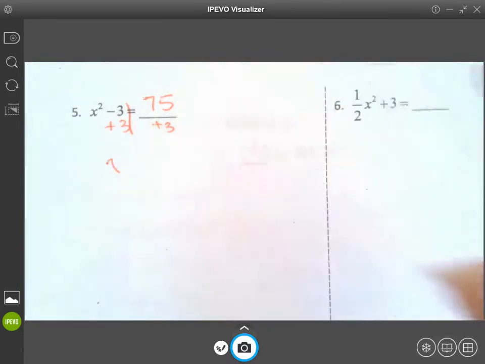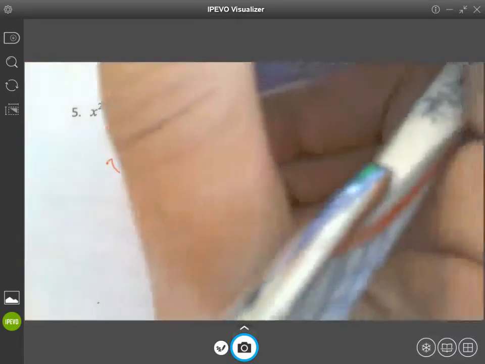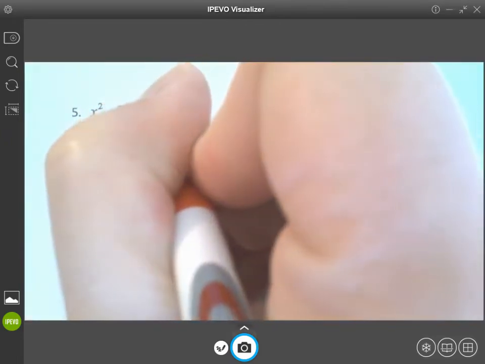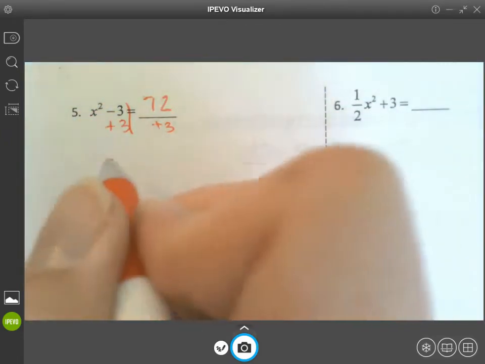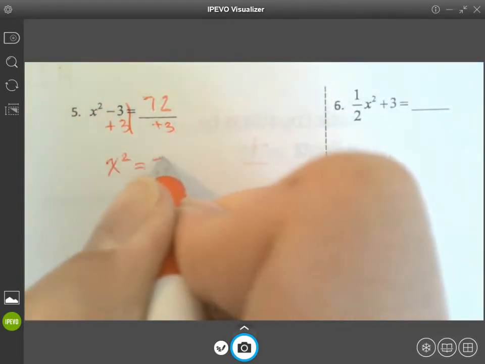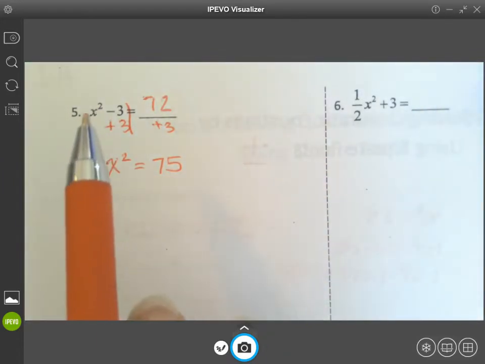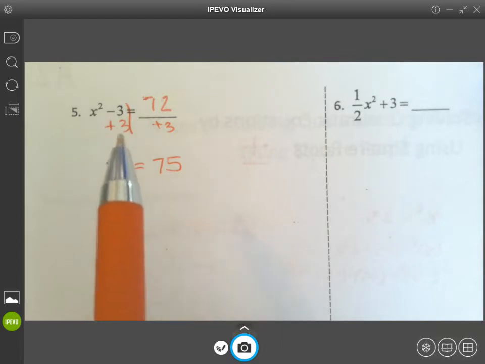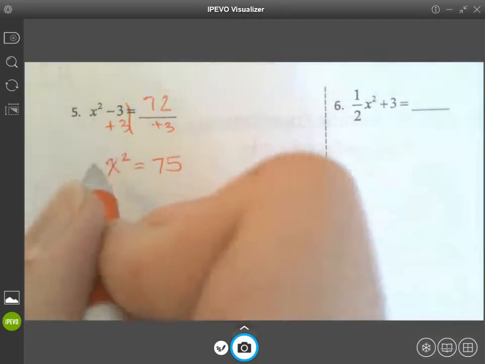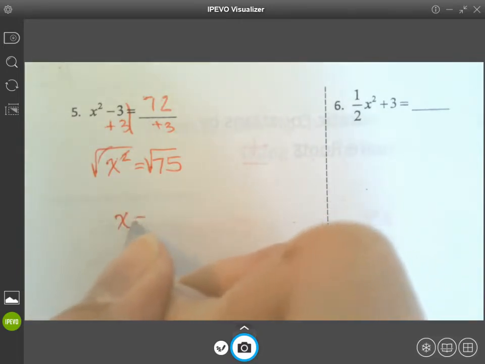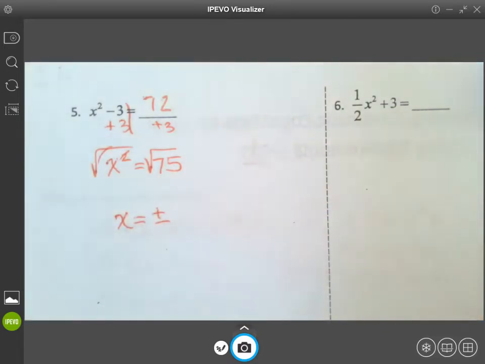Oh, I meant to make this 72. Can we fix that? Sorry. Okay, 72. So I will add 3, and I get x squared equals 75. Now, you're not going to take the square root up here because you're not going to take the square root of that minus 3. So that's why we want to isolate it. Now come in and take your square root. And so I don't even forget, I'm going to put a plus or minus sign here.